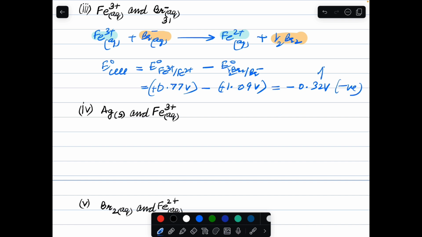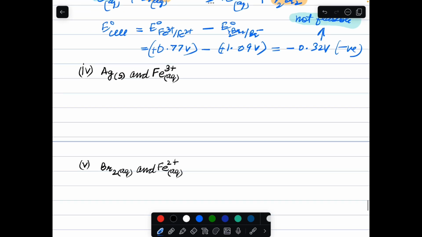Okay, therefore this reaction is not feasible. And if you want to make the reaction feasible, then we have to switch anode with cathode. Okay, so we have to flip their role. Only then the reaction will become feasible and we will be getting the positive value.